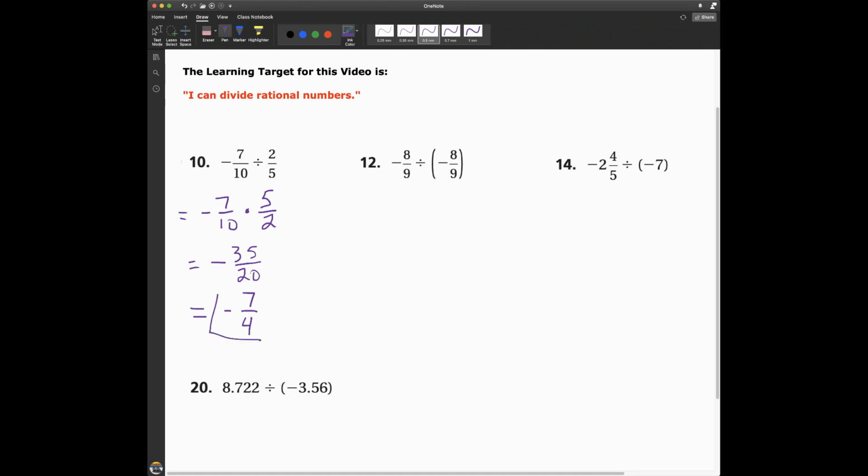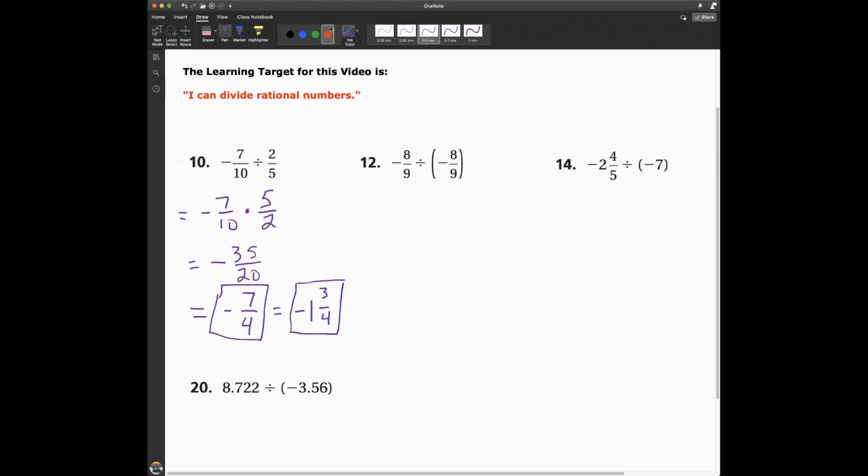So you can leave your answer like that if you want. If you want to write it as a mixed number, you would write it as negative 1 and 3/4, because 4 goes into 7 one time. 7 minus 4 is 3, and then there you go. So that is the answer to number 10.